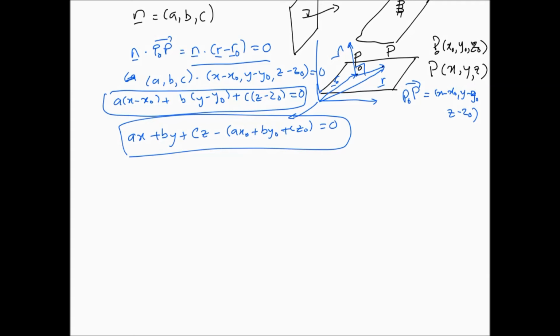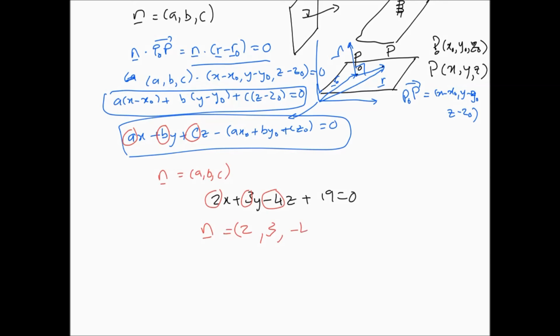What's interesting that I want you to note about this immediately are these three values, and you will notice that this is in fact the normal. The normal is a, b, c. So this means that if I had any equation of a plane like 2x plus 3y minus 4z plus 19 equals 0, then the normal to this plane is 2, 3, minus 4.